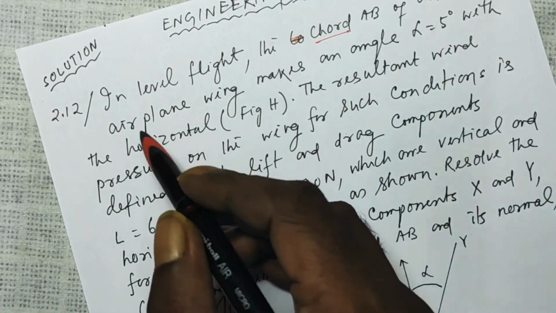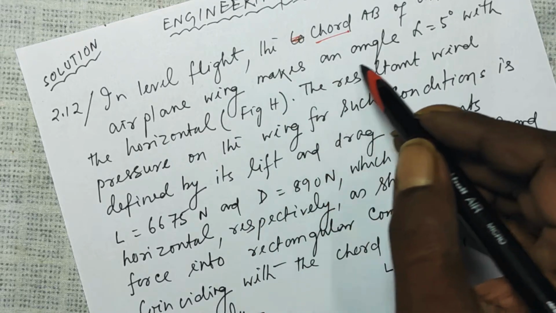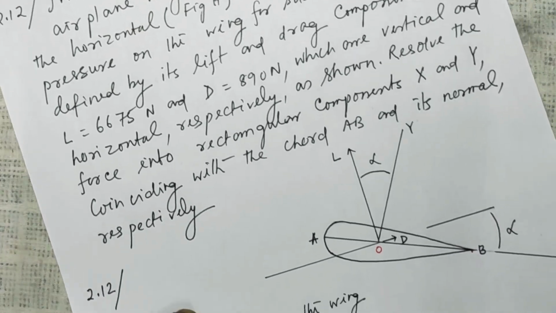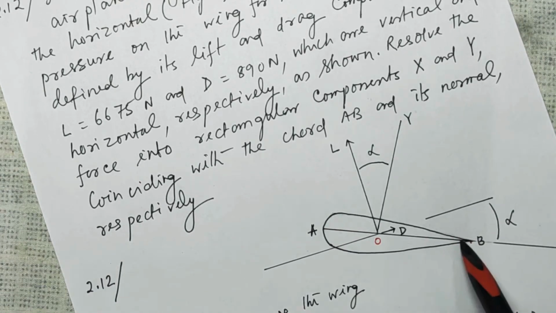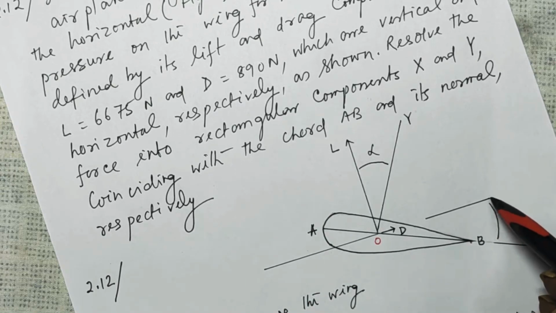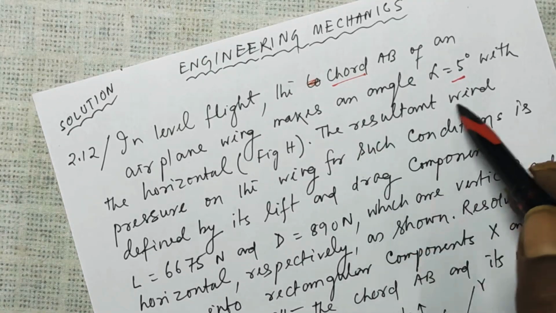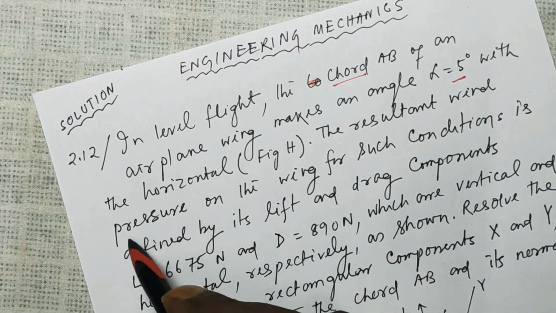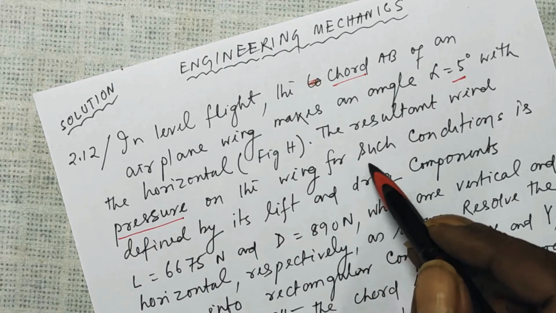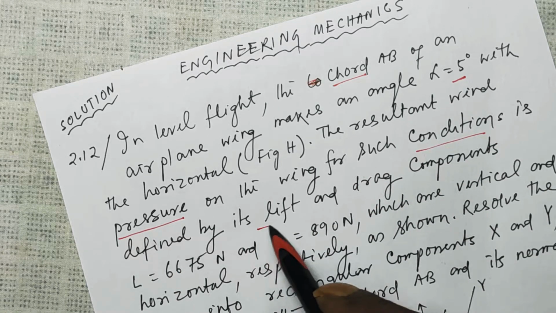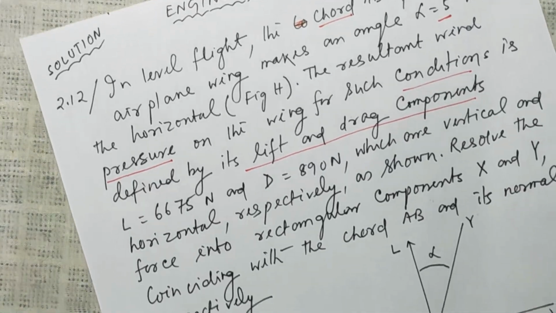The chord AB of an aeroplane wing makes an angle alpha of 5 degrees with the horizontal. The chord AB, and this is your horizontal, is making an angle alpha. This is given as 5 degrees. The resultant wind pressure on the wing, for such a condition, is defined by lift and drag components.